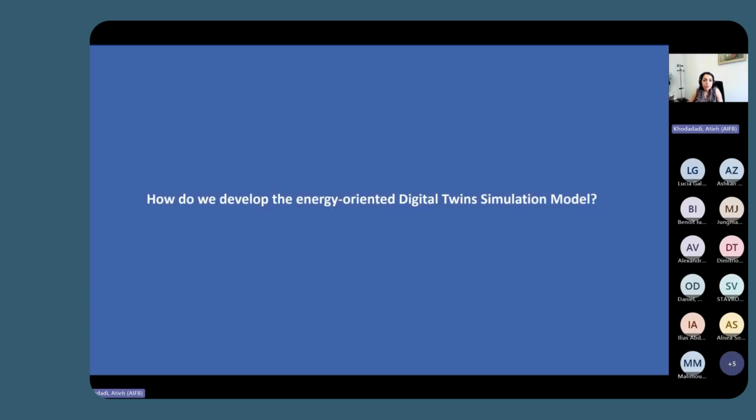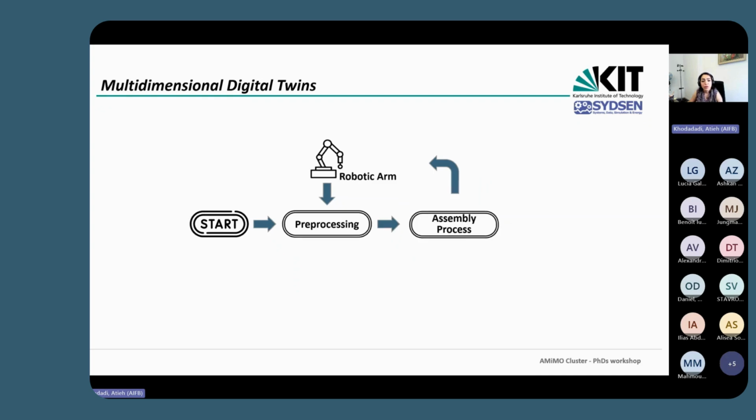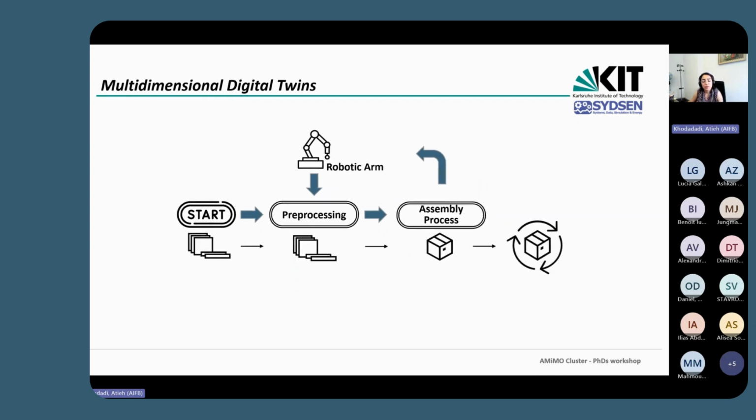So let's see how we can develop energy-oriented digital twin simulation models. Let's consider that we have a small manufacturing system that includes a robotic arm in the production assembly process. In this system, the process begins with the arrival of raw materials at regular time intervals. So after a duration of time, we have new materials inside. Let me show you with the pointer.